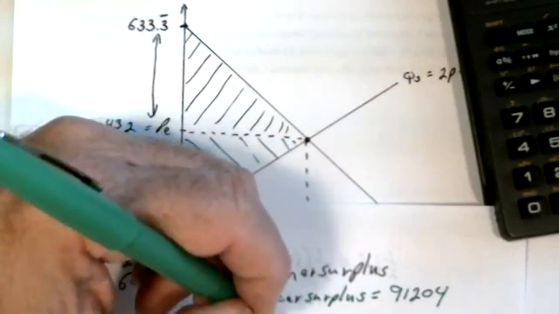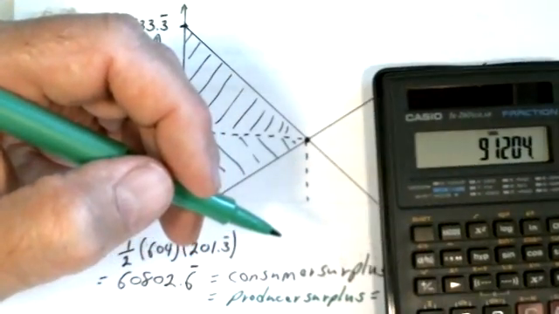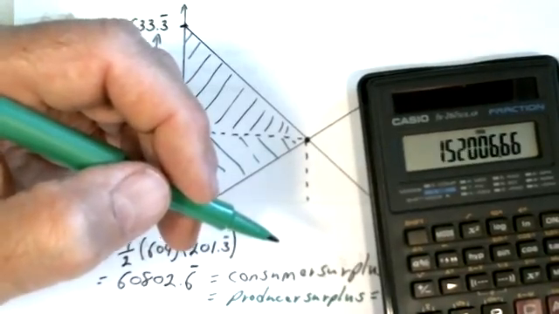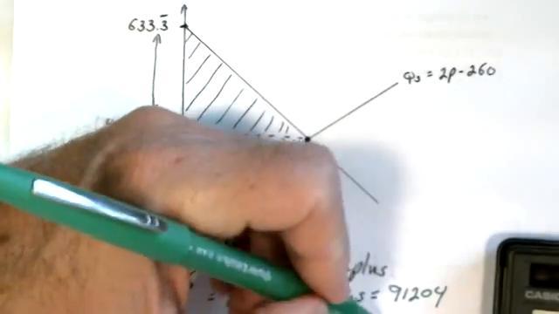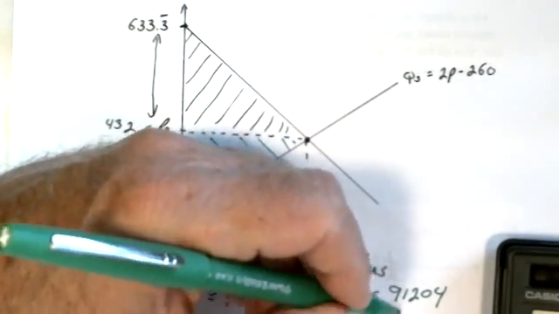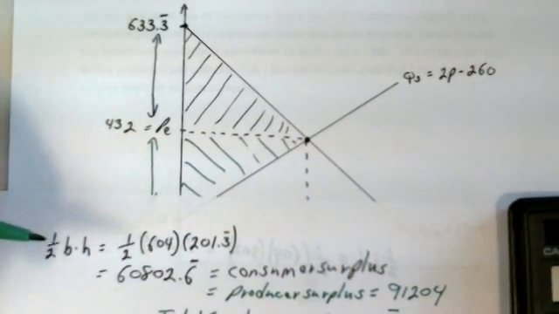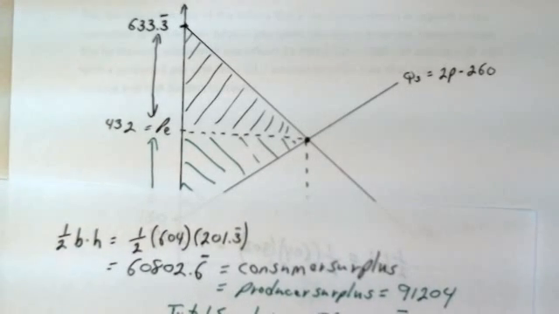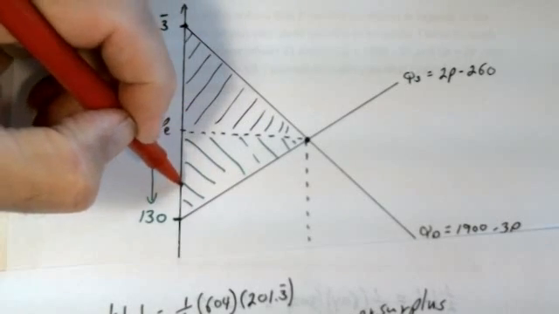So then total surplus would just be the sum of those two. So it would be 91204 plus 60802 and 2/3, and I get 152,006 and 2/3. So $152,006.66 is the total surplus. All right. So now what we're going to do is put on a tax, and when we put on a tax, the supply curve is going to shift in like this.